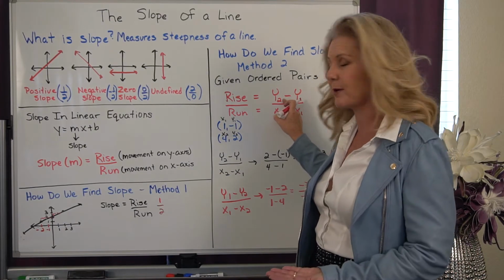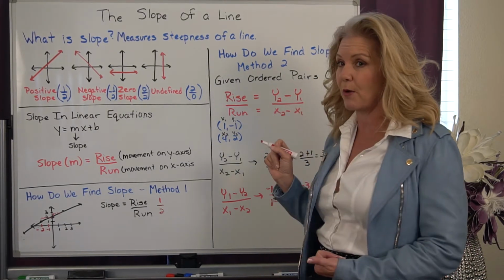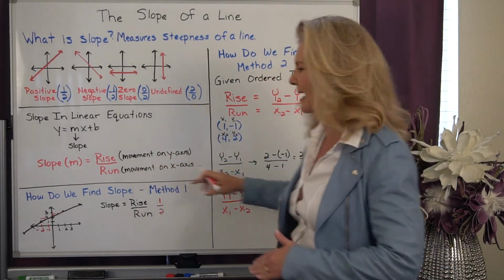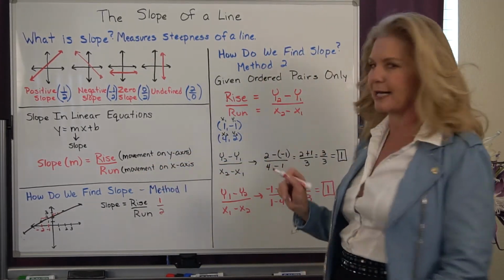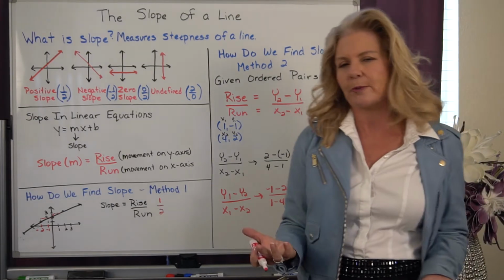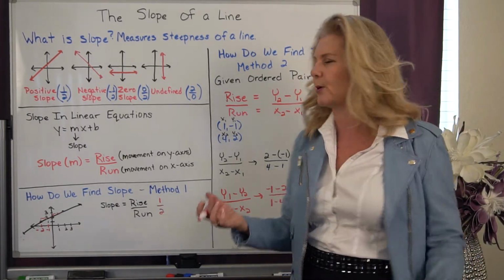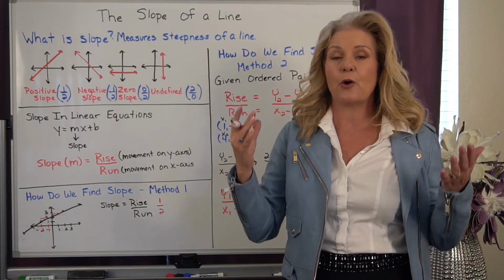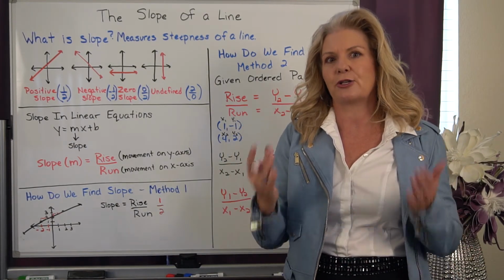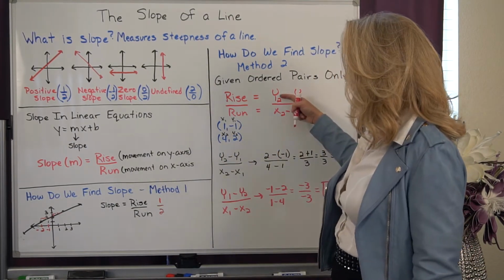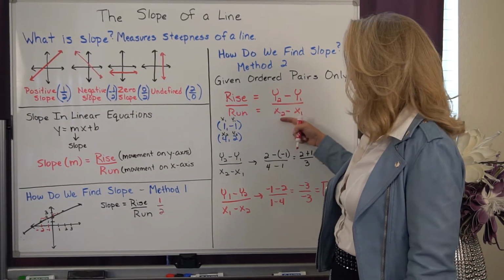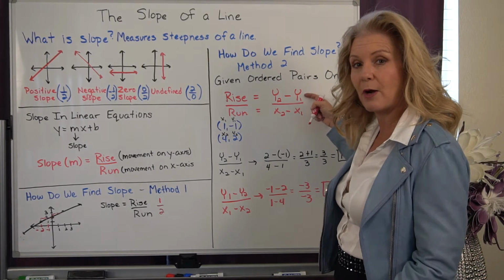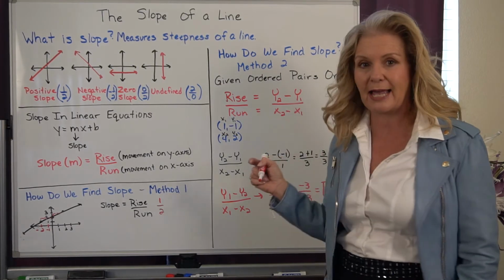Now the standard formula is y2 minus y1. And then on the bottom, it's the change of the x-axis, and we do x2 minus x1. That's the formula you're going to see in most math books. However, I do want to tell you, it doesn't really matter the order that you subtract as long as you're consistent. So if you start with 2 here on your y, you have to do 2 here on your x. And if you end with y1 here, then you have to end with x1 there.